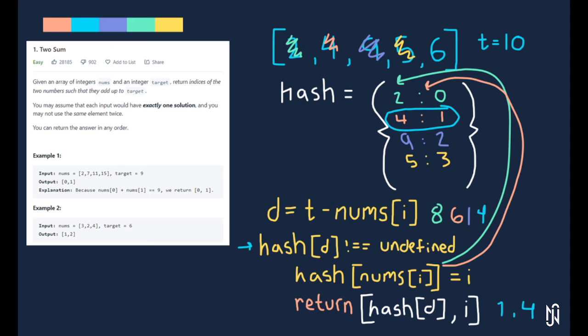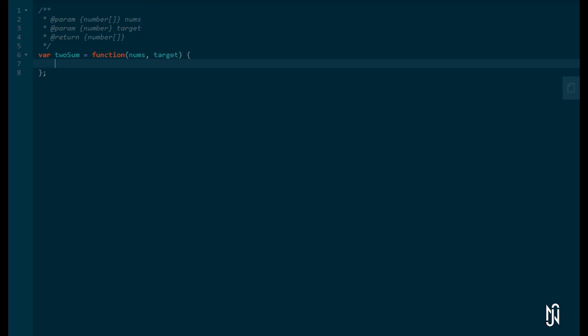Now, this is a much quicker and more efficient solution because we're only passing through the array one time. This gives us a constant time complexity of just big O of n, which is significantly more efficient than our previous big O of n squared. So now I'm going to code this up.